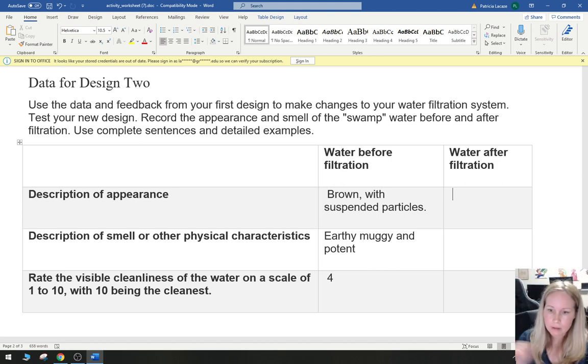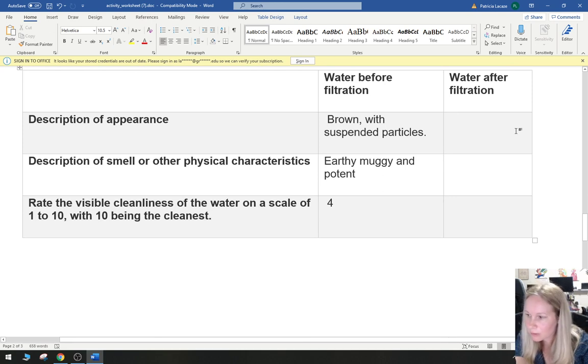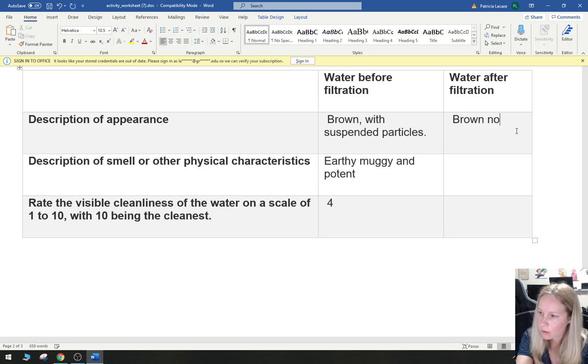Light brown. Well, we said it was brown too, right? Not the other one. Definitely no more suspended particles, so brown. No more.